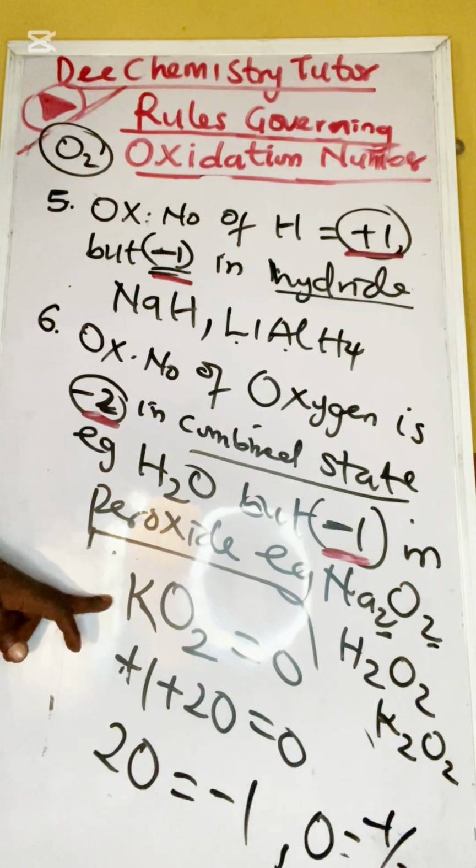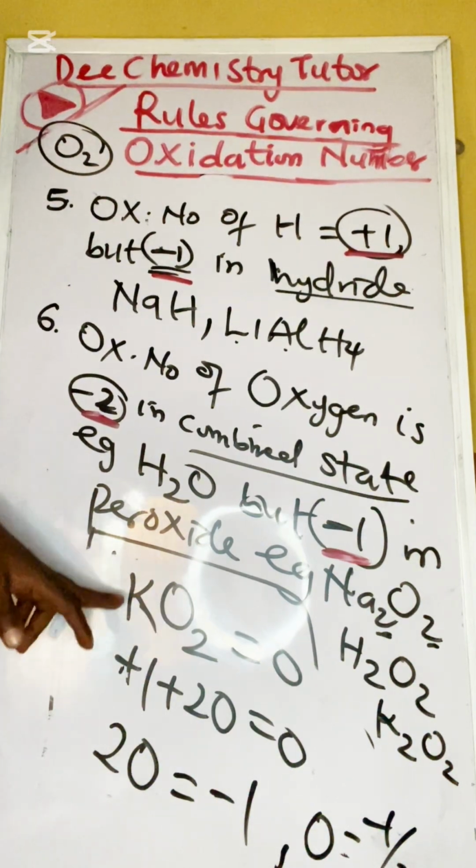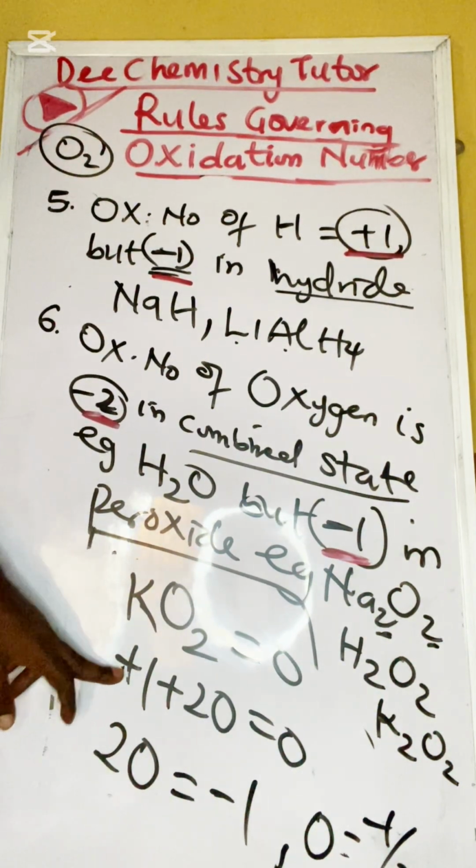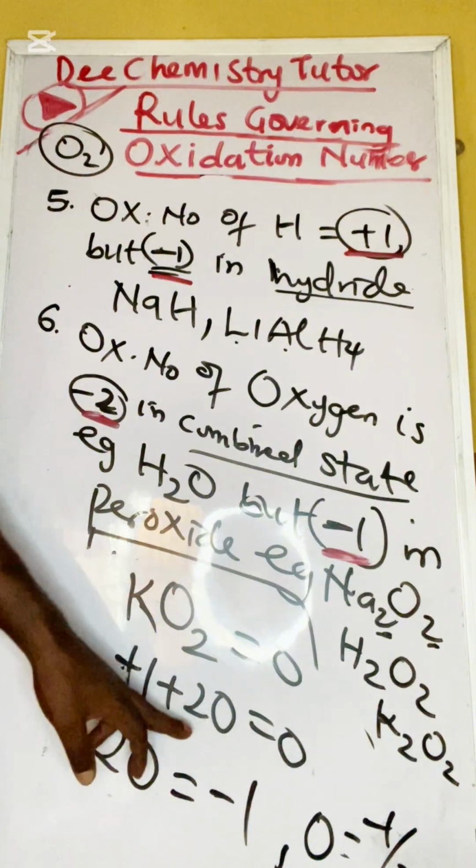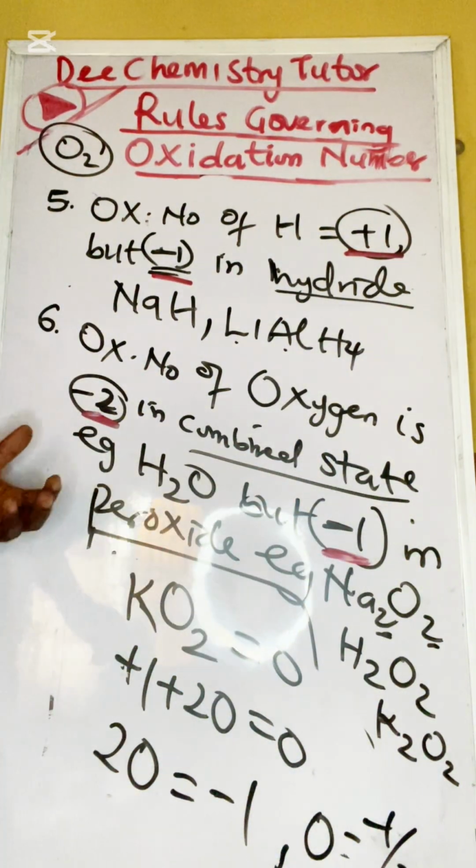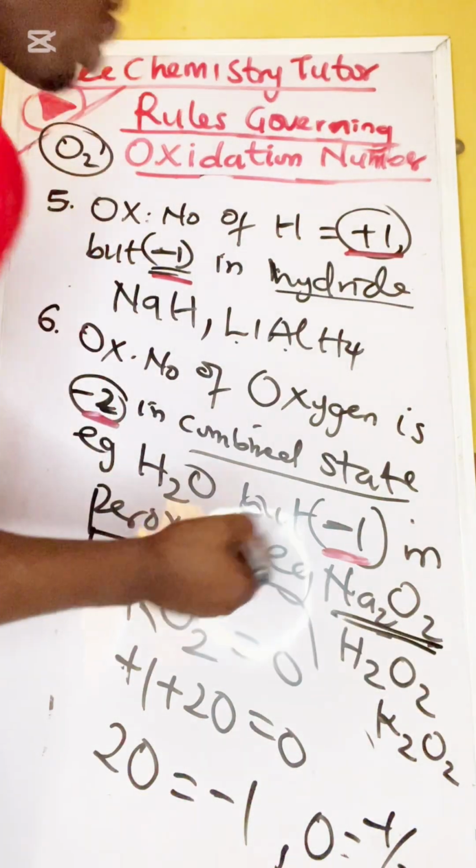So this metal will supersede oxygen. So metal will retain the oxidation state first before oxygen. So oxygen is not what we calculate, right? So this is another. Can you see that? But this one is because of JAMB, they can ask you this one.